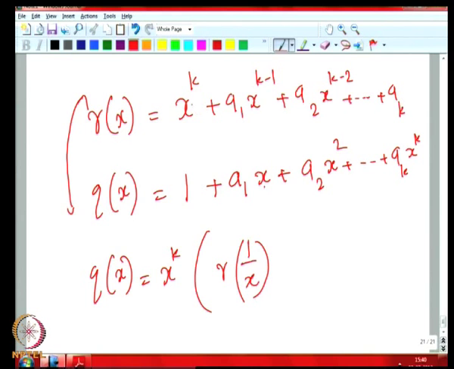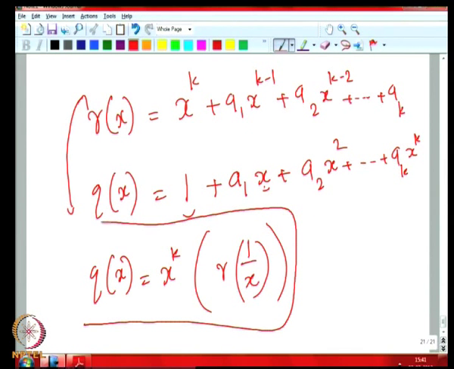You just have to substitute 1 by x in this formula. So that is 1 by x raised to k, you multiply by x raised to k, and this will become 1. Similarly, here 1 by x raised to k minus 1, multiplied by x raised to k, you will get an x here and a1 left, like that. So this is the relation between the two. So q(x) is actually x raised to k into r of 1 by x.